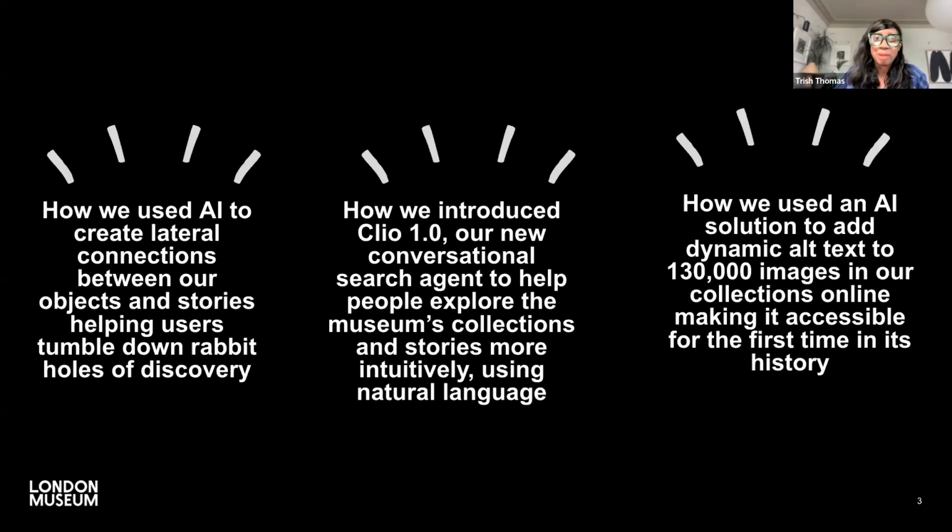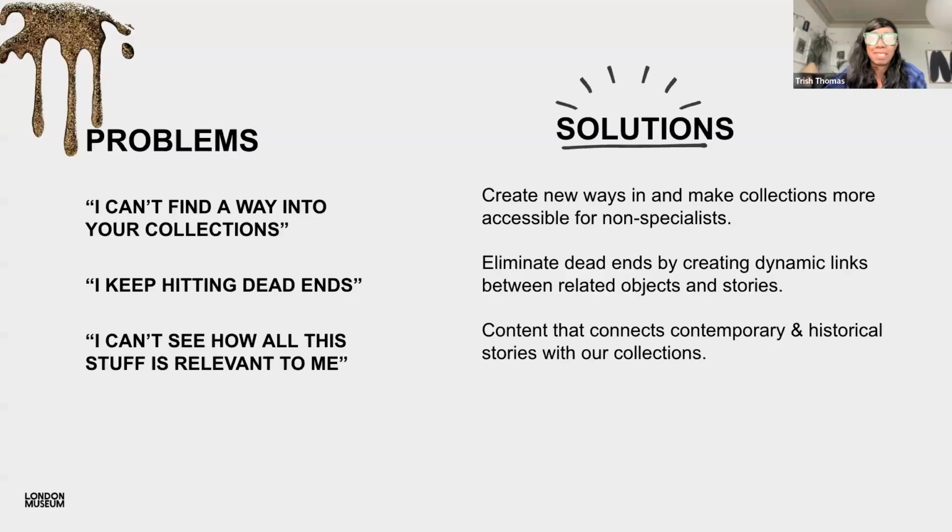So today I'm going to talk to you about 3 ways in which London Museum is breaking down barriers to audience engagement on our Wagtail-powered website, mostly using AI. The first project is about how we are dynamically creating lateral connections between our objects and stories to stop dead-end journeys. The second is about how our new AI conversational search agent launched on our website this summer. And finally, I'll share how we used AI to create alt text for our collections images online.